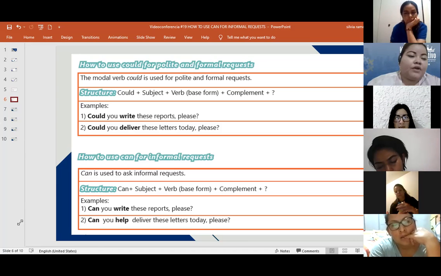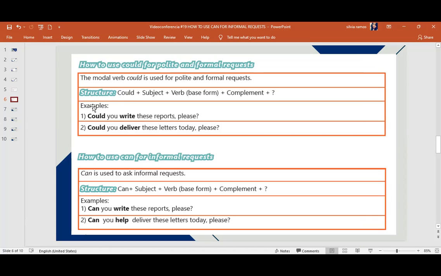Now, let's take a look at the examples. We have the structure. Karen, can you please read the two examples in could here, please? Examples. Could you write these reports, please? Could you deliver these letters today, please? Very good. Thank you so much. And now, can you please read the examples with can? Marina.